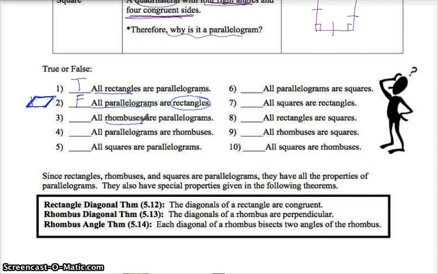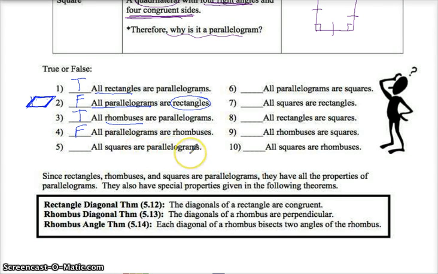All rhombuses are parallelograms. Yes, they are. We talked about that above. Are all parallelograms rhombuses? No, of course not. A rectangle is not a rhombus, but it's a parallelogram. A square is a rhombus, actually, so that's not a good counterexample. The rectangle is your counterexample.